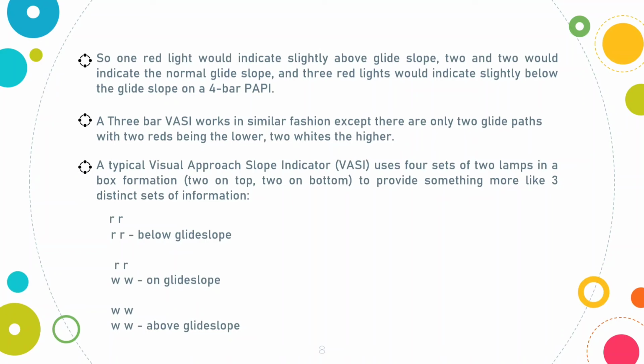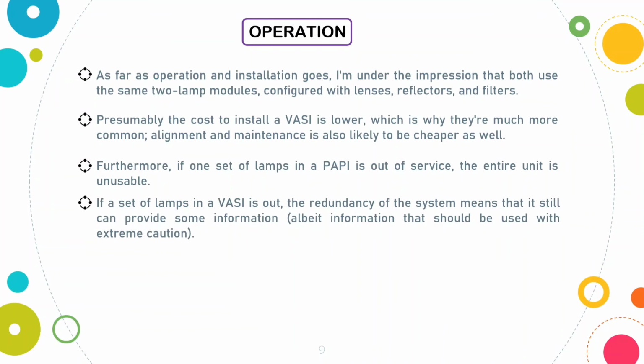A typical visual approach slope indicator uses a set of four lamps in a box formation, two on top, two on bottom, to provide something more like three distinct sets of information. Operation. As far as the operation and installation goes, I am under the impression that both use the same two-lamp module configured with lenses, reflectors and filters. Presumably the cost of installing a VASI is lower, which is why they are much more common. Alignment and maintenance is also likely to be cheaper as well.